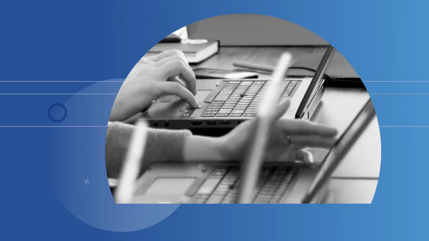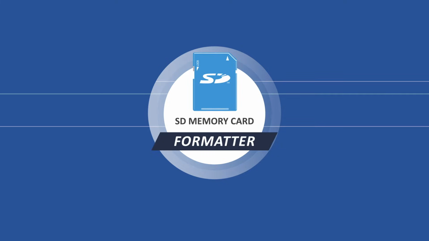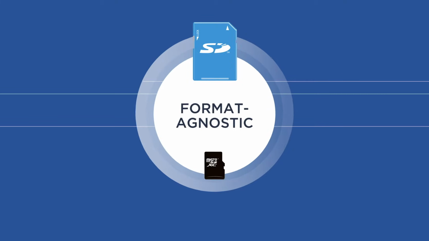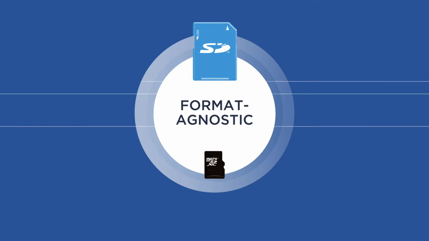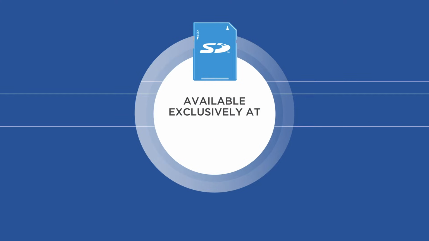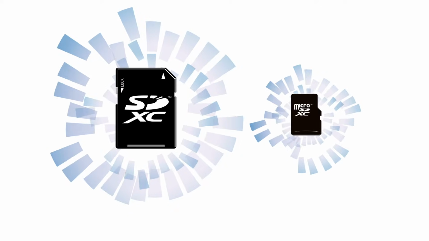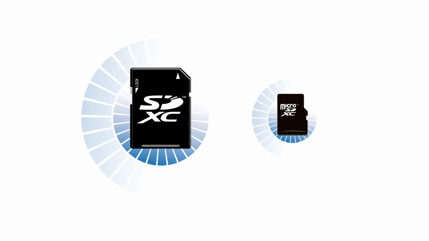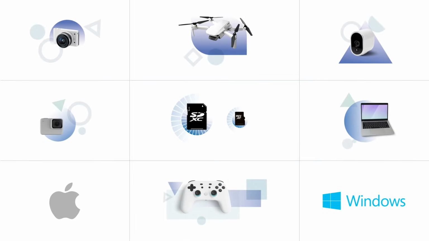The SD Association offers everyone access to its easy-to-use SD memory card formatter. This download is free, format agnostic, and the latest version is always available exclusively at sdcard.org. Only the SD memory card formatter can restore cards to factory settings, making it easier to use them across a variety of devices and operating systems.